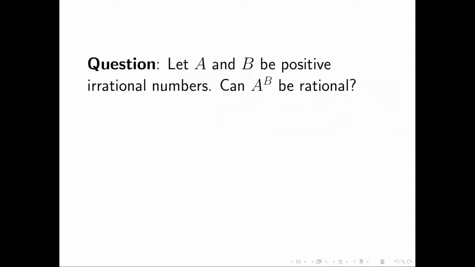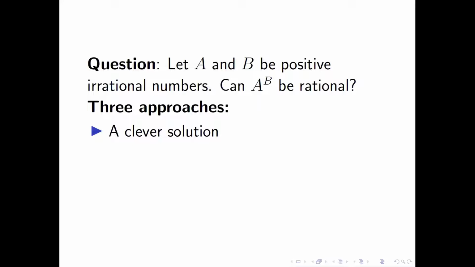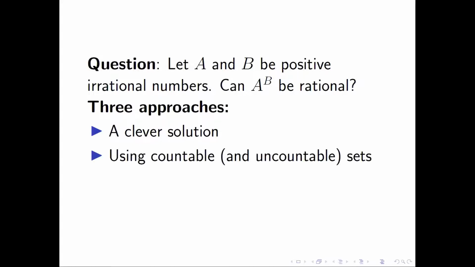Let A and B be irrational numbers. Can A to the power B be a rational number? The answer is yes. I'm going to present three approaches. The first one is famous, a very clever solution. I will also present another couple of approaches based on countable sets and transcendental numbers. Both methods need some background of real analysis and measure theory.